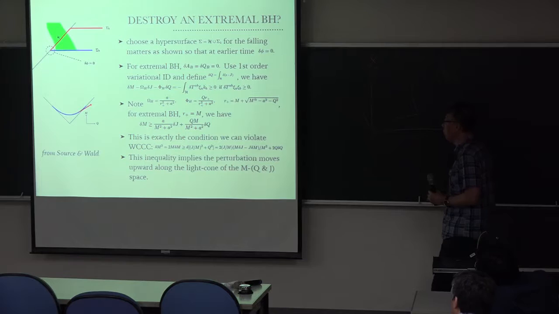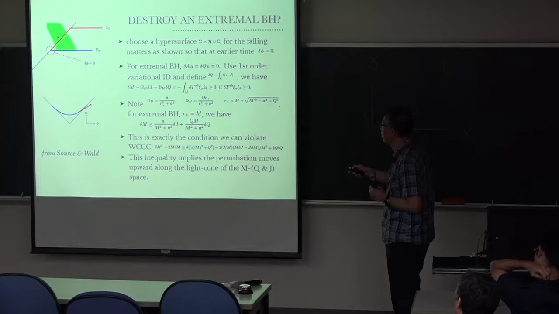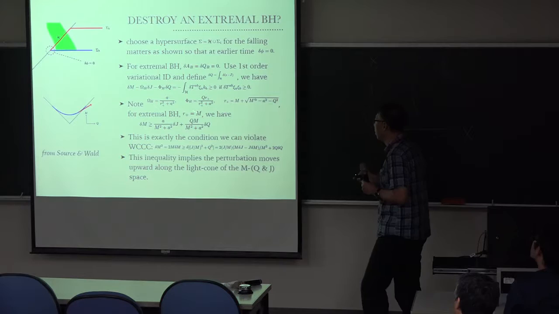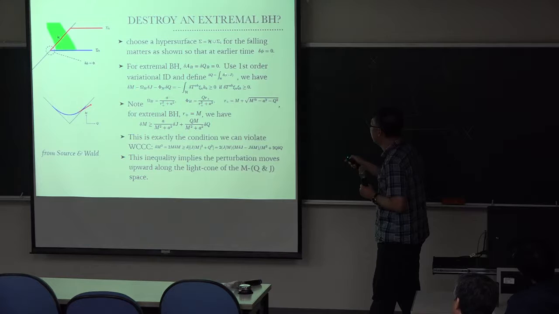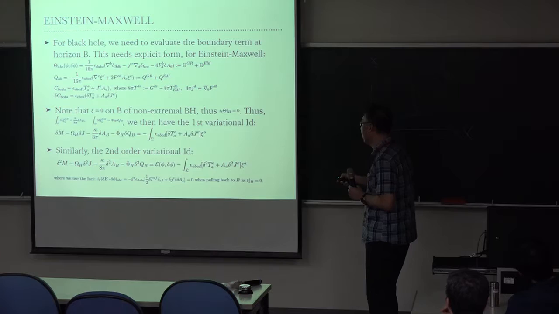For example, for the extreme black hole case, we particularly set this up so that at early time we don't have this variation. We don't have area variation, we don't have charge variation. And we can also define some delta Q this way. This delta epsilon delta z is basically coming from this term. We have two terms, but in particular I focus on this term.